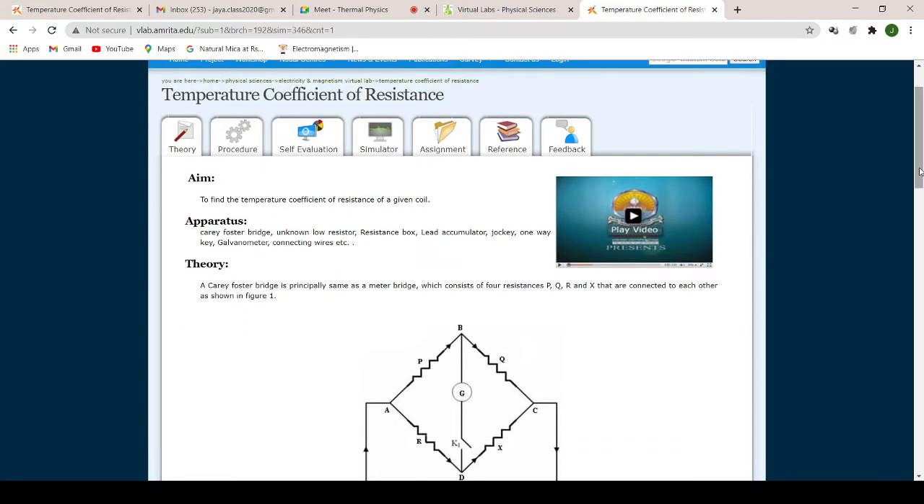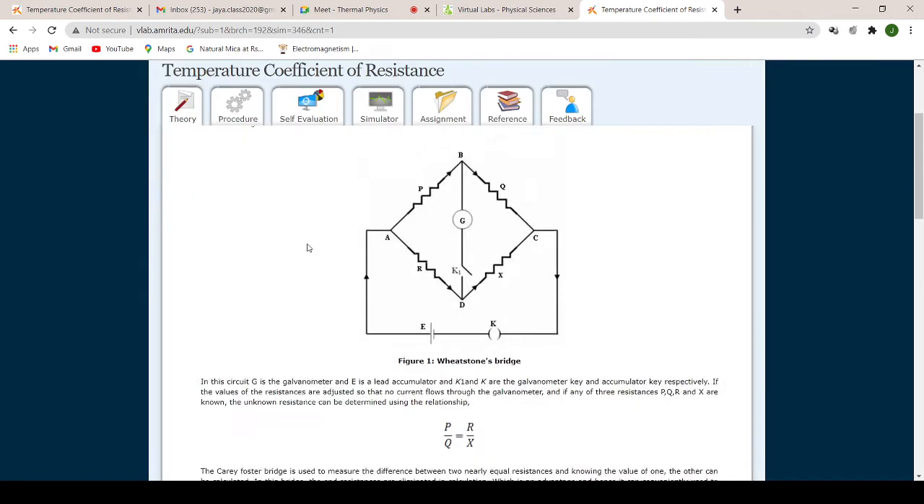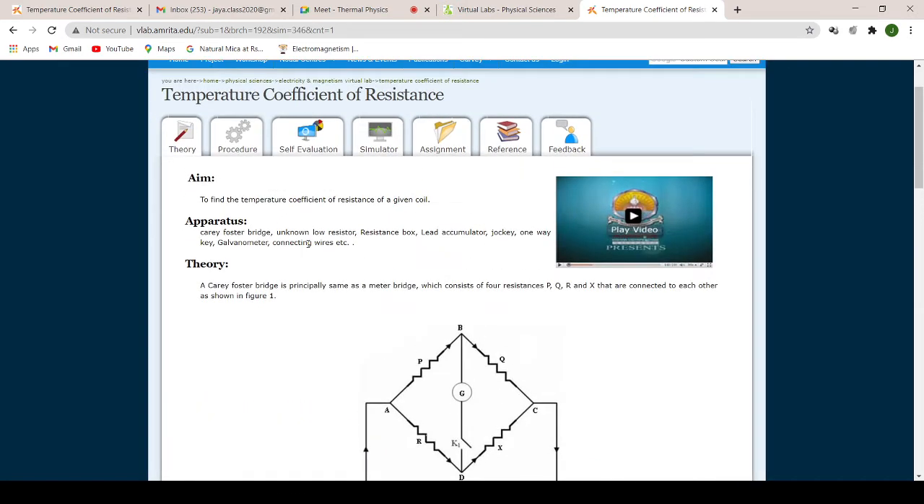You can hear me, right? So you can open another window and check this out. So this is what you're going to see, temperature coefficient of resistance. So in this, the theory is given. So I had asked you to go through the theory. Hopefully you had done this. So the aim of the experiment is to find the temperature coefficient of resistance of the given coil. So generally we use copper wire, but here we have to check what is given here.